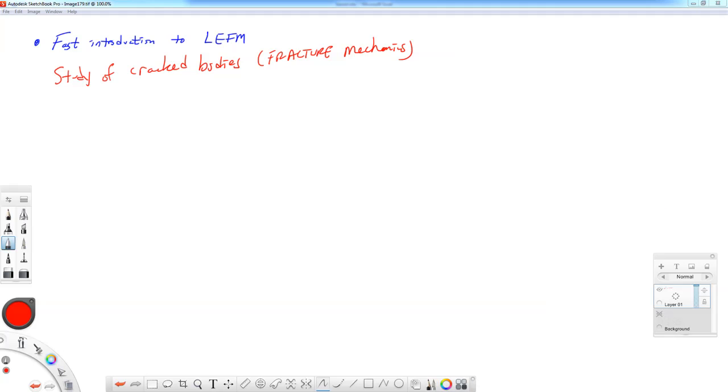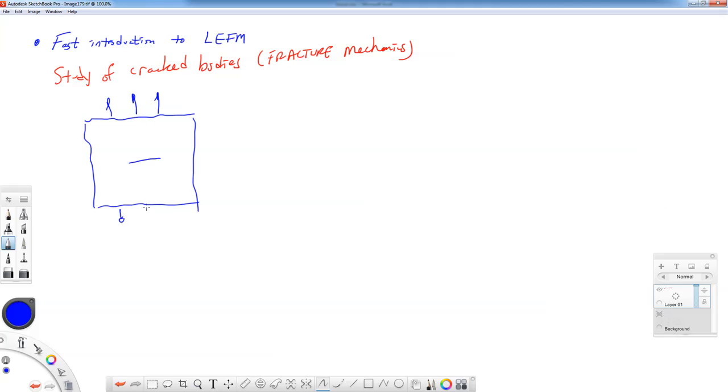Let me switch over to a different color. The easiest thing that we're going to start with is we just have maybe a plate, and it develops a crack in it. Maybe we're pulling on it in this direction, and this material starts to separate. If we were to exaggerate the deformation of that crack, it might take a shape something like this.